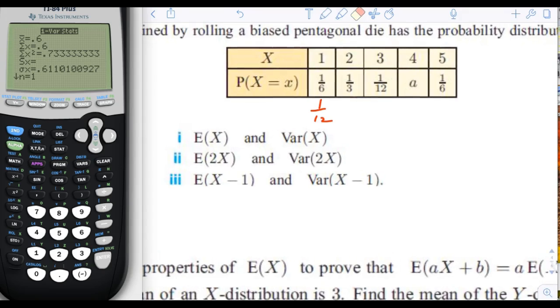So let me express everything as a fraction in 1/12. So that'd be 2/12, 4/12, 1/12. A we don't know, and 1/6 is 2/12. So if we add up everything except for A, we'll have 2/12 plus 4/12 plus 1/12 plus 2/12. That would give us 9/12, which makes A 3/12, right? So A would be 3/12.